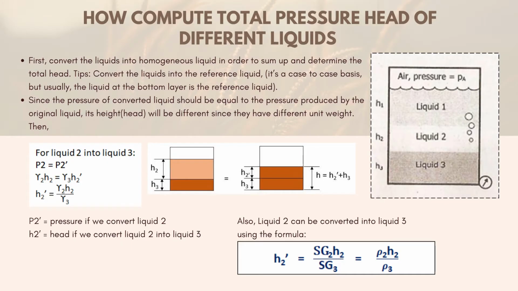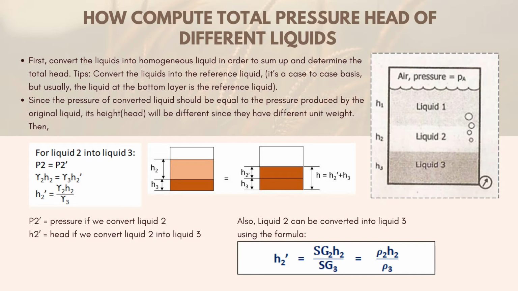O, dito naman class, how to compute total pressure head of different liquids. So first, ito class ang step by step. First, convert the liquids into homogeneous liquid in order to sum up and determine total head. So tips, convert the liquids into the reference liquid. It's case-to-case basis. But usually, the liquid at the bottom layer is the reference liquid.